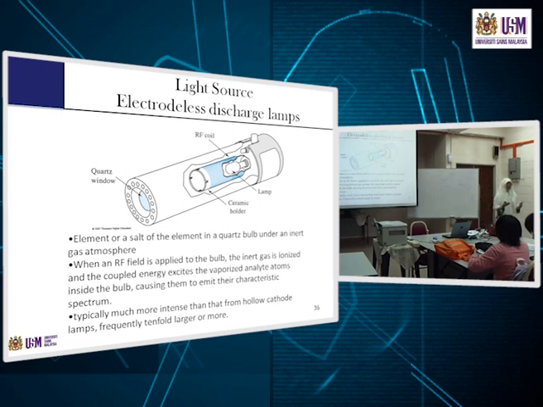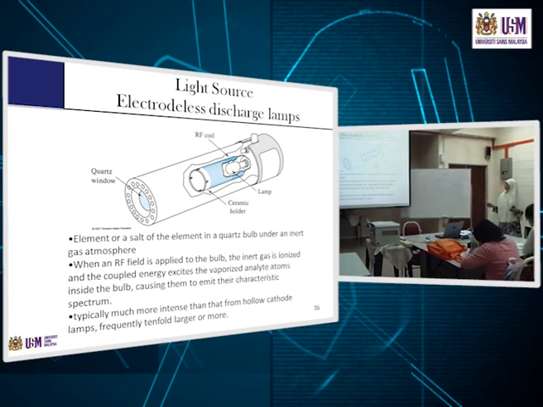For example, arsenic. The interest in arsenic would be if it's in a poisoning, for example, to know what's the arsenic level in the liver or blood. So you need a low detection limit for the element that you're using. For arsenic, use electrodeless discharge lamps. So this is a line source, giving a certain emission line.